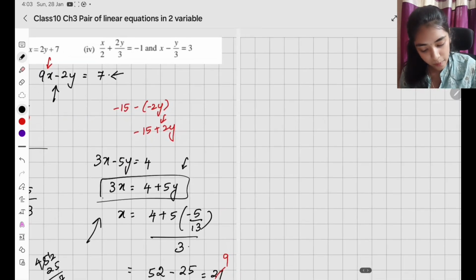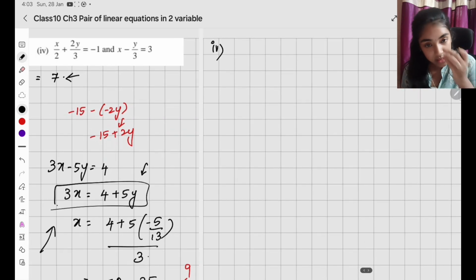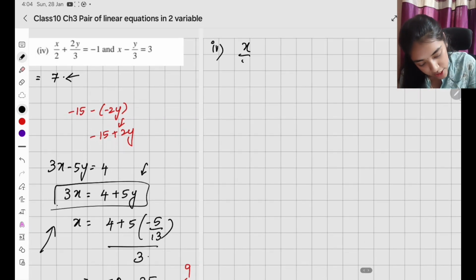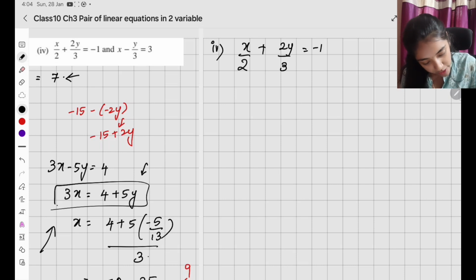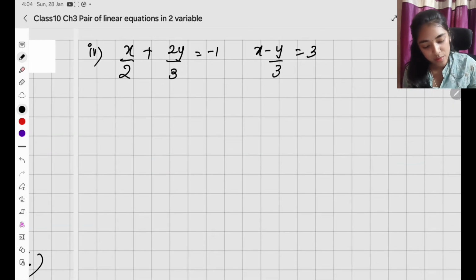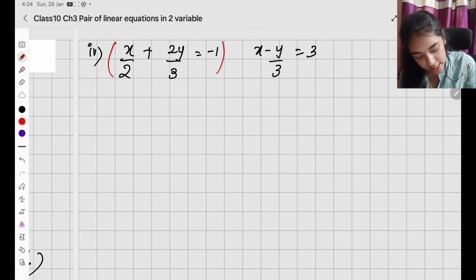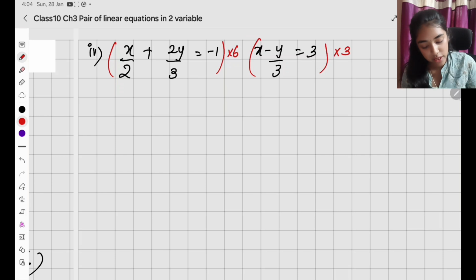Okay? Now fourth subsection. So இதுக்கப்புறம் நான் elimination மட்டும் பண்றேன். Substitution நீங்க பண்ணுங்க. Okay? So x by 2 plus 2y divided by 3 equals minus 1. இது ஒரு equation. And the other equation is x minus y divided by 3 equals 3. இப்போ நான் என்ன பண்ண போறேன்? I'm going to multiply the whole equation by 6. இந்த equation 6 ஆல multiply பண்ண போறேன். இந்த equation 3 ஆல multiply பண்ண போறேன். Okay?